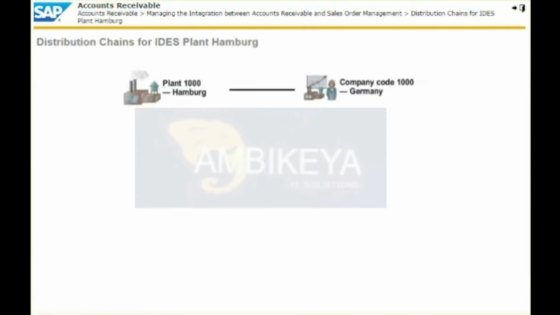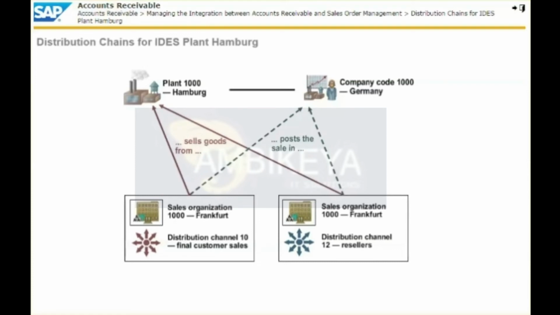The combination of a sales organization and a distribution channel is also known as a distribution chain. Distribution chains sell goods from the plants. Both of the IDES distribution chains 100010 and 100012 sell goods from the IDES plant in Hamburg and post the sales in IDES company code 1000, which is also assigned to the plant.